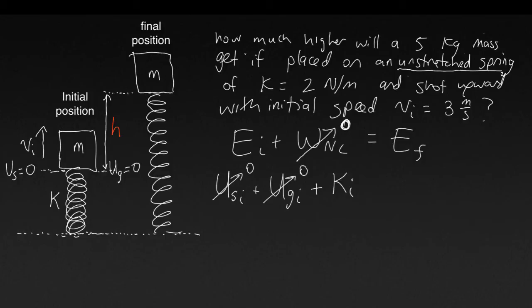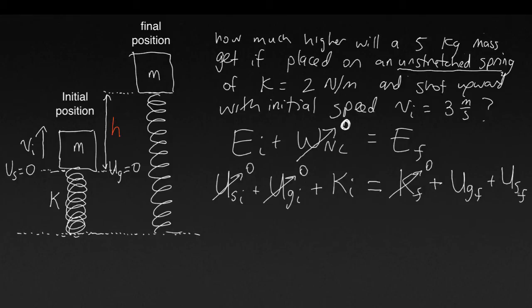Now, the question is, how much higher will it get? What does that mean about the final energy? It will stop getting any higher when the velocity is 0. So that means my K final is going to be 0. That's going to be gone. It's going to have more than one form of potential energy, but it will only have potential energy. So what forms? It'll have U_G final because it's going to be higher up than 0, and it's going to have spring potential energy final.